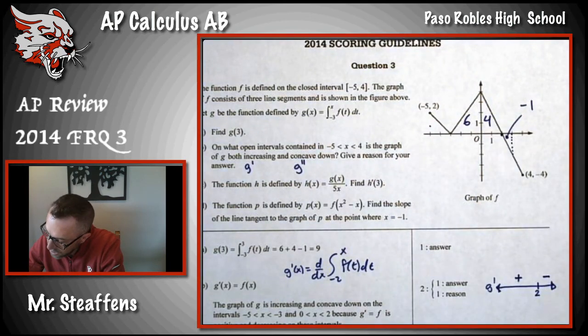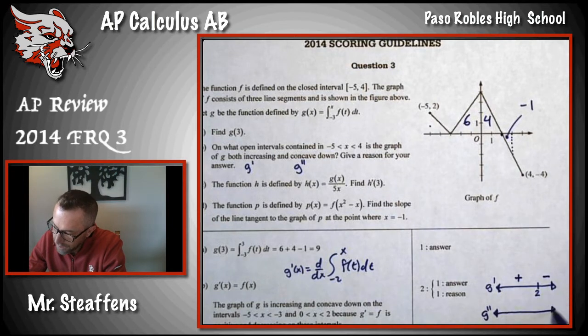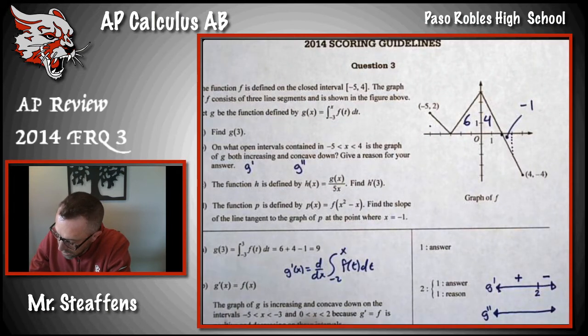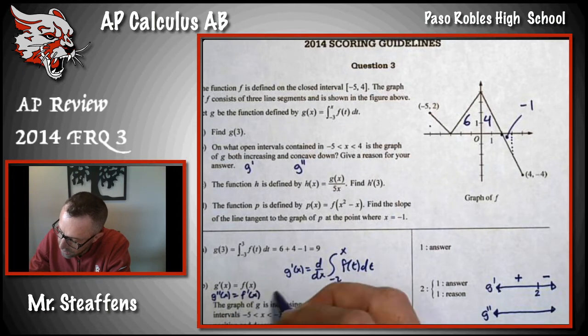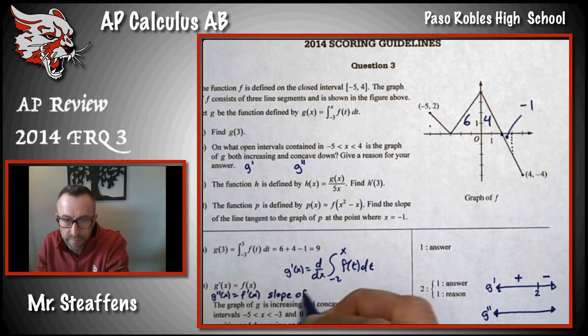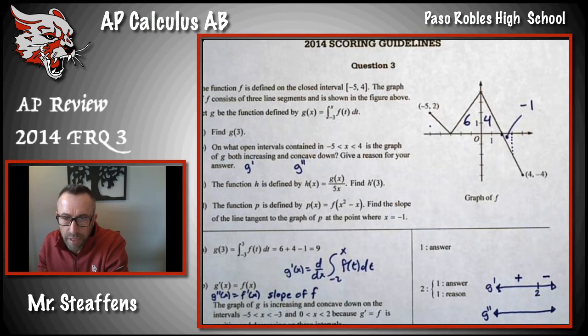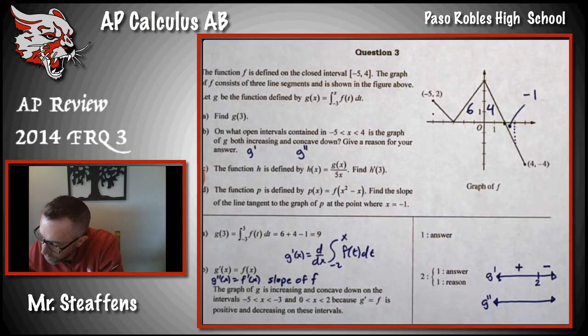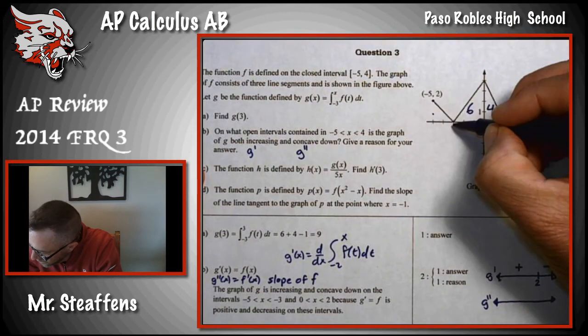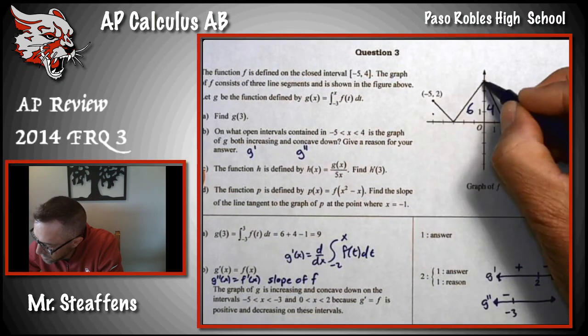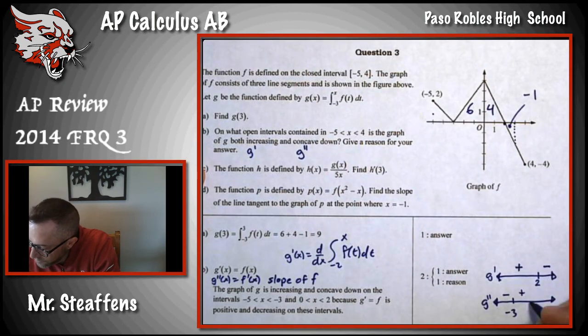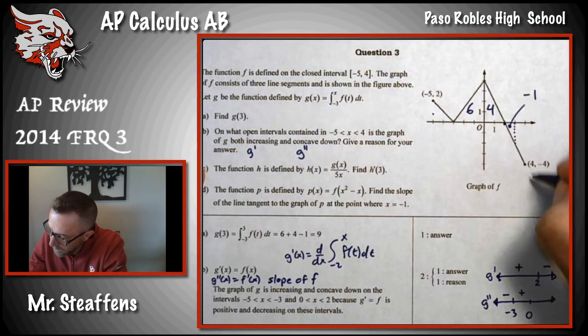If I look at the g double prime graph, it's going to be the derivative of the derivative. So g double prime of x is f prime of x, which means it is the slope of f. So the slope of f here is negative, all the way to -3. Then from -3 to 0, the slope is positive. And then from 0 for the rest of it, the slope is negative.